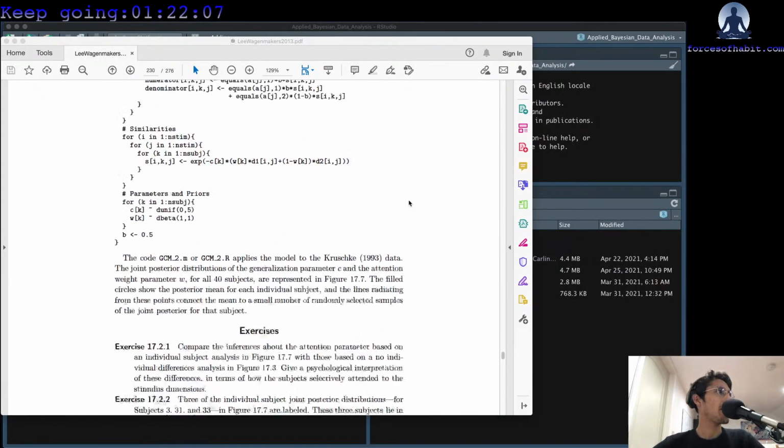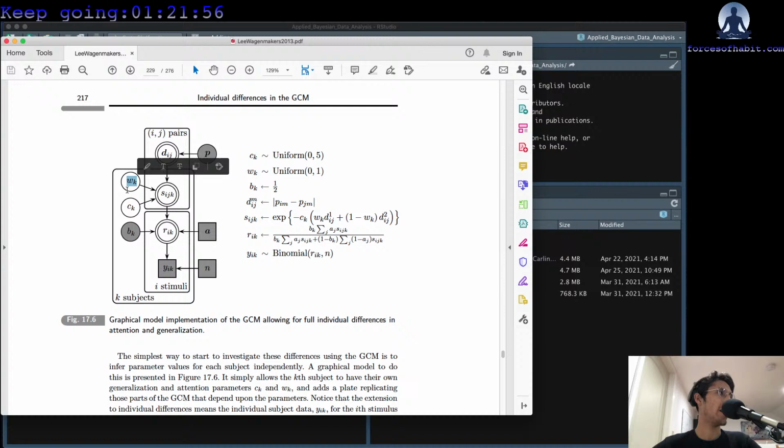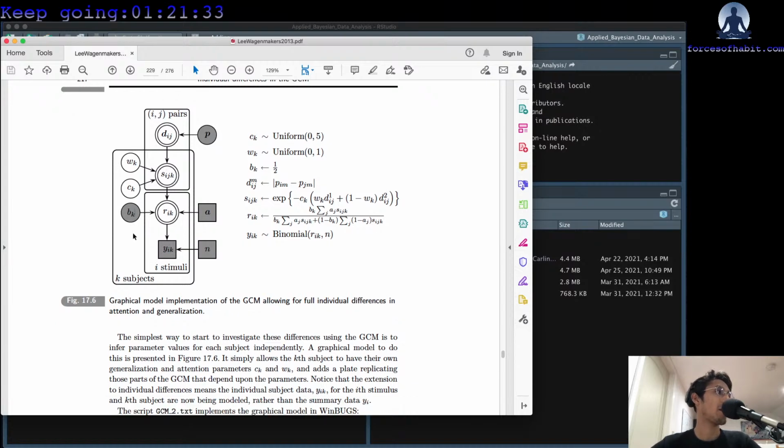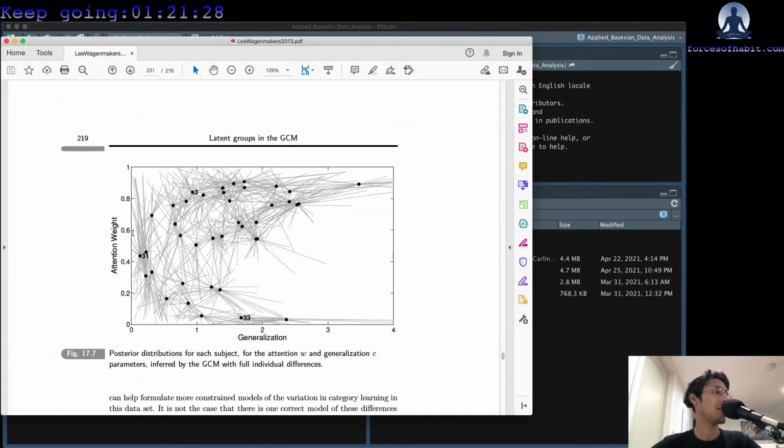So last time we expanded our generalized context model in order to incorporate individual differences on a generalization parameter, the weighting of the stimuli parameter, as well as the baseline probability between choosing category A or B. And in most cases, this was 0.5, or we set it to 0.5, but we also went ahead and changed the Stan code and showed how you could infer this value, and it ended up being like 0.49, pretty spot on.